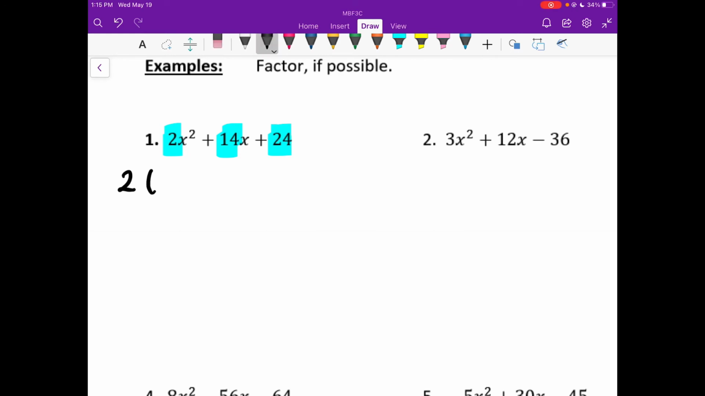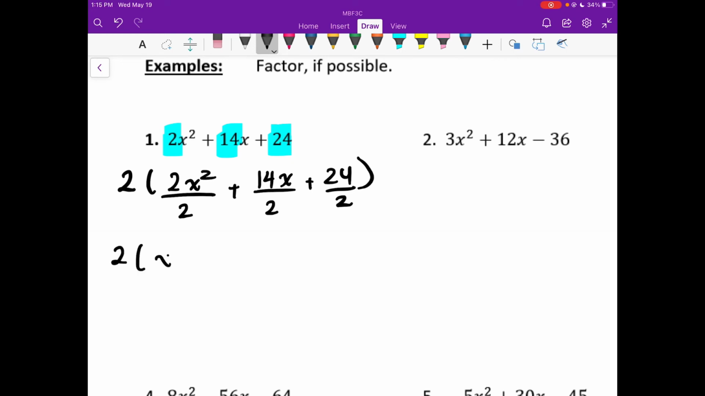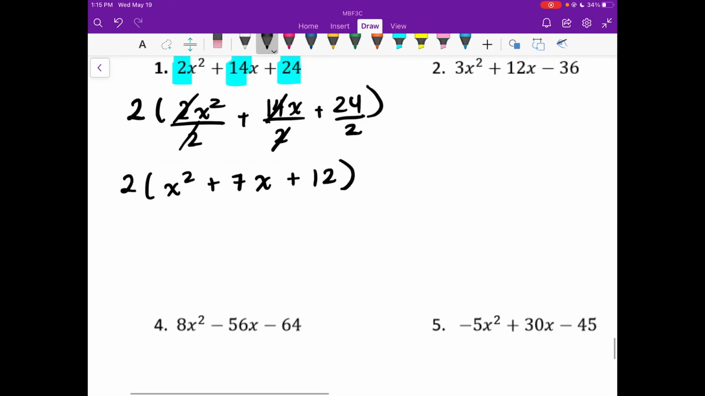So if I do 2x squared divided by 2, I'll just do it for the sake of clarity with this one, but I won't do them for the rest. 14x divided by 2 plus 24 divided by 2. So I'm left with x squared, because these cancel out. 14 divided by 2 is just 7, and I'm left over with the x plus 12. So you just divide all the coefficients by 2.